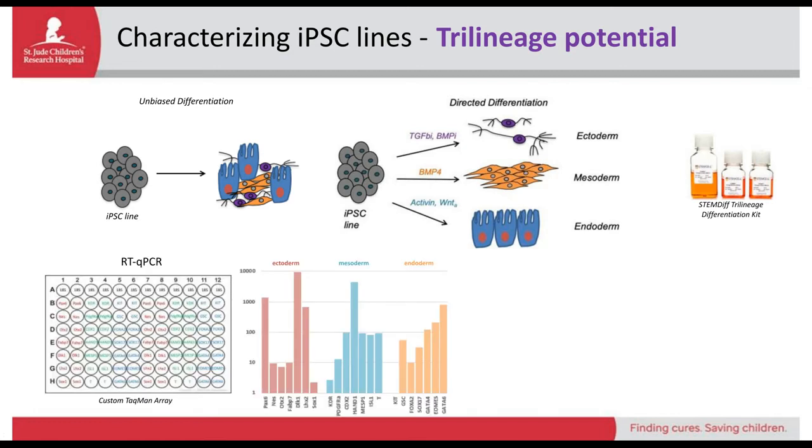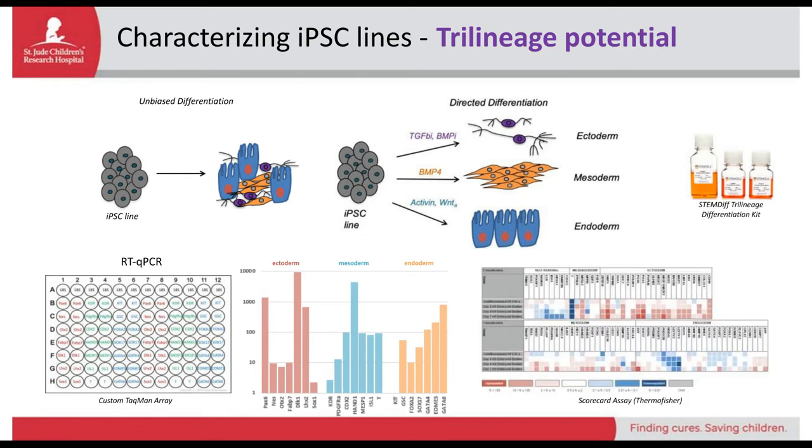Okay, so once you have your culture, these can be analyzed by RT-qPCR for markers of the different lineages. In our lab, we use a customized TaqMan array where we're looking at the expression of 7 genes for each lineage. But you can also do a deeper analysis, for example, using a scorecard assay, such as this one, which looks at the expression of a lot more markers for each of the lineages.